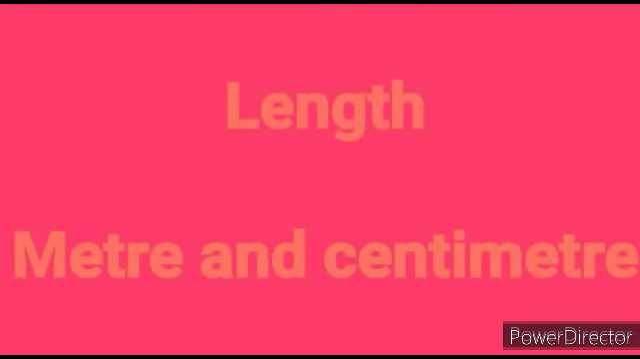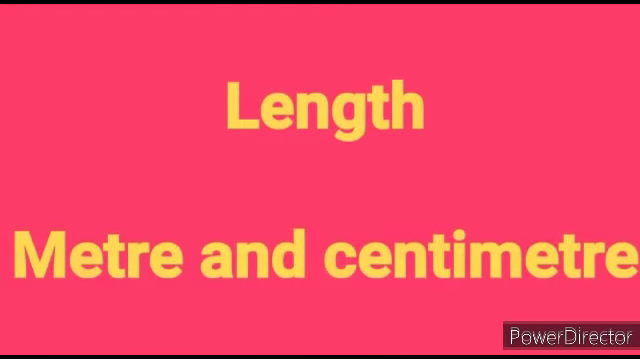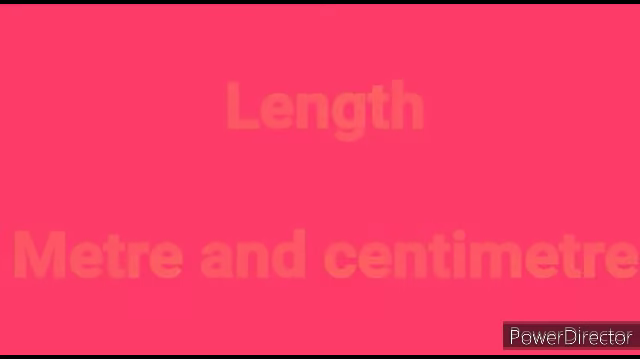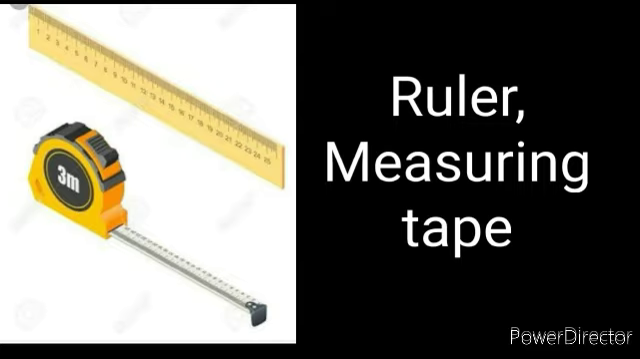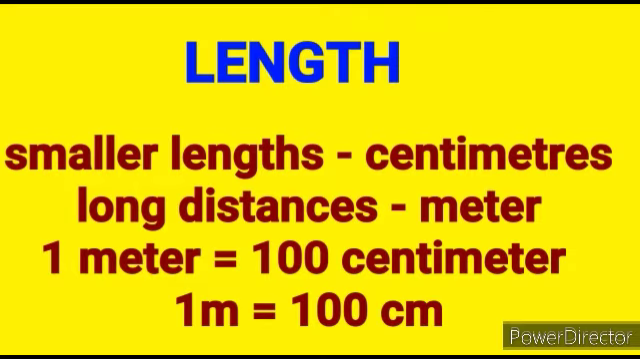To avoid these confusions, nowadays we are using standard measurements such as meter and centimeter to measure length. The standard unit of length is meter. We can measure length with the help of ruler, measuring tape, and meter rod. For measuring the smaller lengths, we use centimeters, and for the longer distances, we use meters. 1 meter is equal to 100 centimeters.